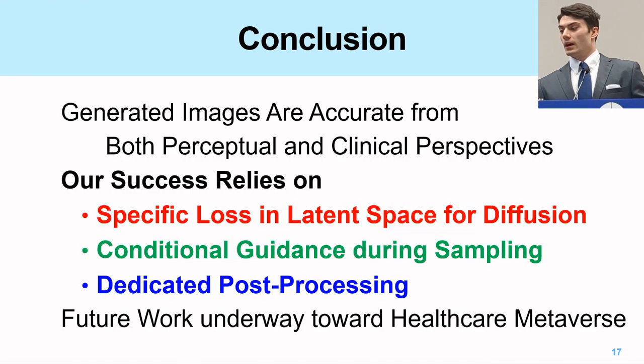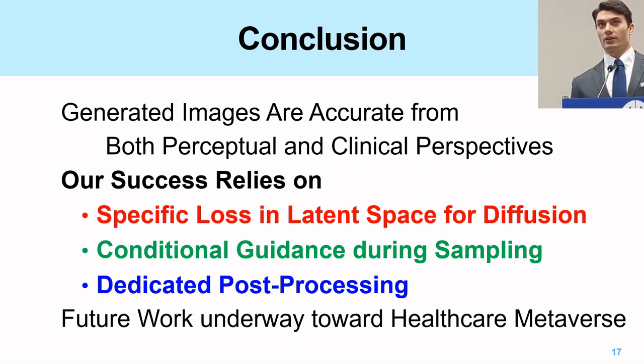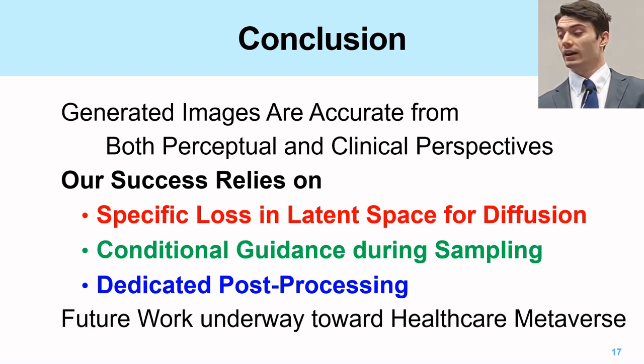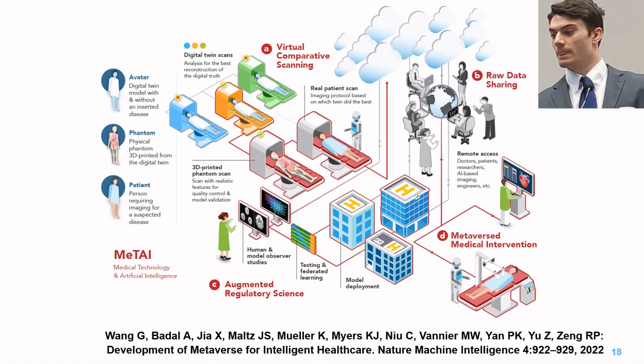So in conclusion, the images that we generated are accurate both perceptually and clinically, or at least more accurate, although they're not perfect. And our success here relies on the 3 conditions that we outlined. However, I think as a whole, the problem of generative modeling in medical images is far from solved. To apply this to other domains will take a lot more work. However, I think this can give a little bit of guidance, ideally, to future work. I'll skip this for questions.